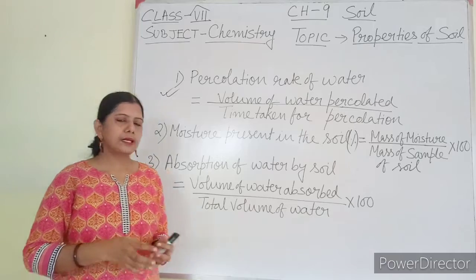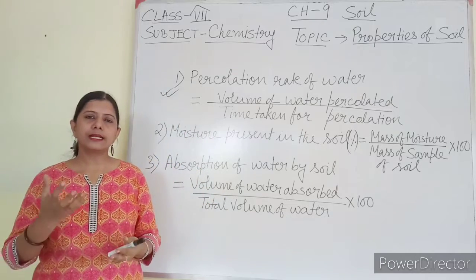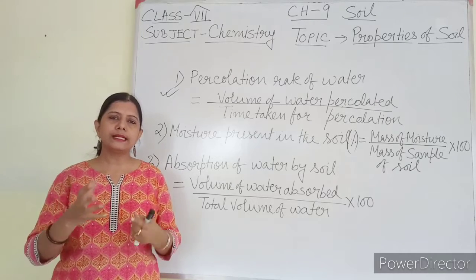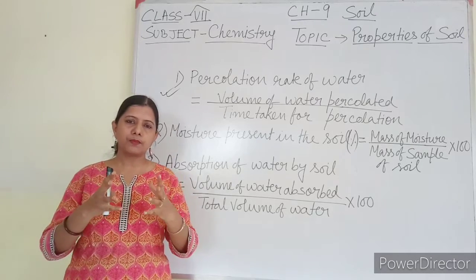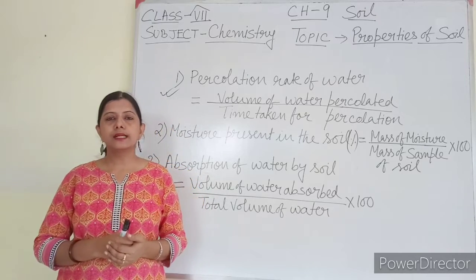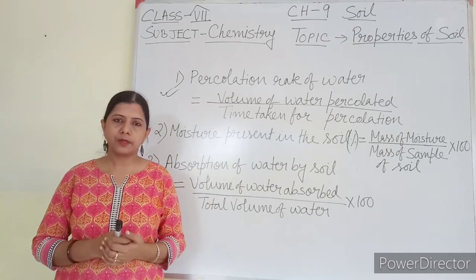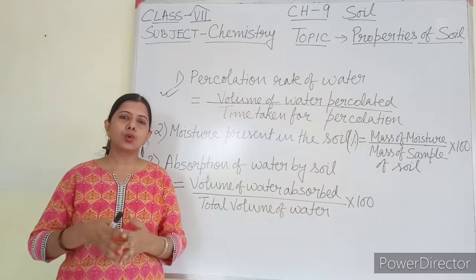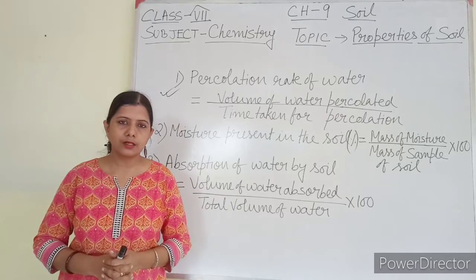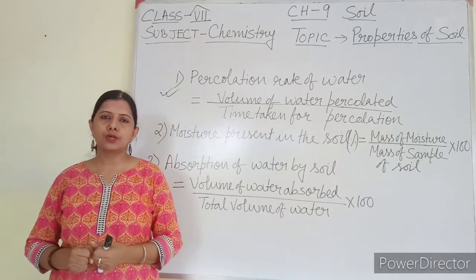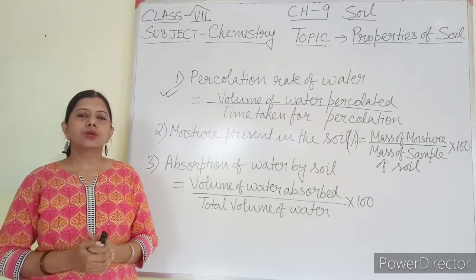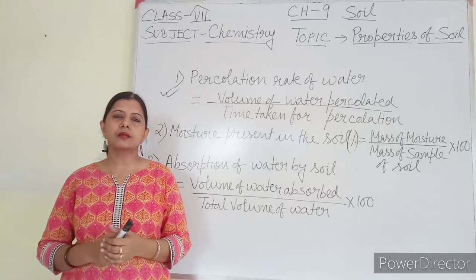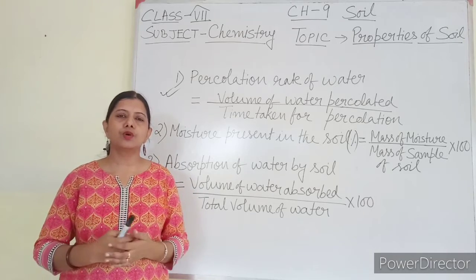To calculate it, you have to take a certain sample of soil and put it in a conical funnel. Before putting it in the conical funnel, use a filter paper. With the filter paper also make a cone and put the filter paper cone inside the conical funnel, and now put the soil in the conical funnel. Now the conical funnel should be kept in a beaker which is marked. Marked means where I can mark the volume of water.